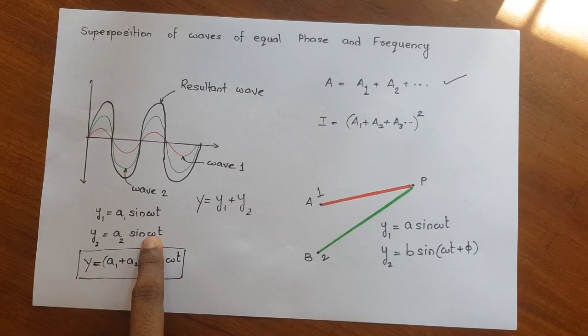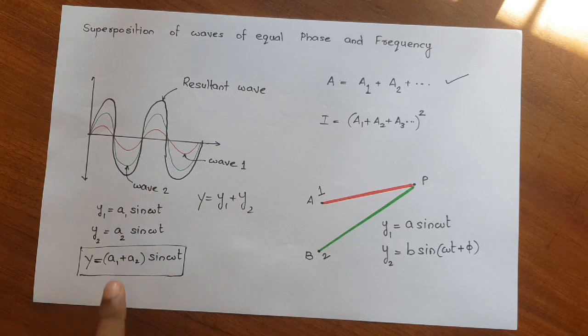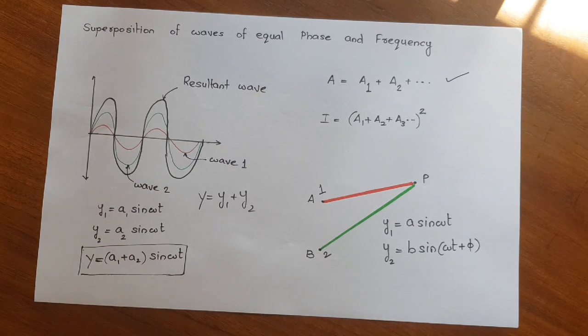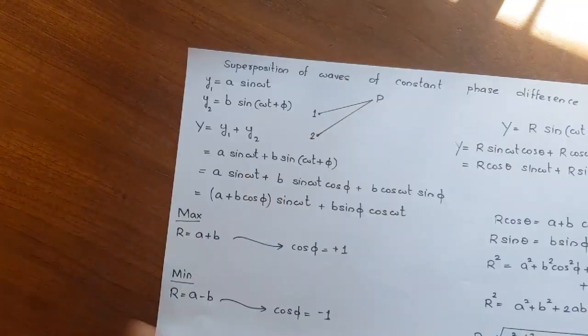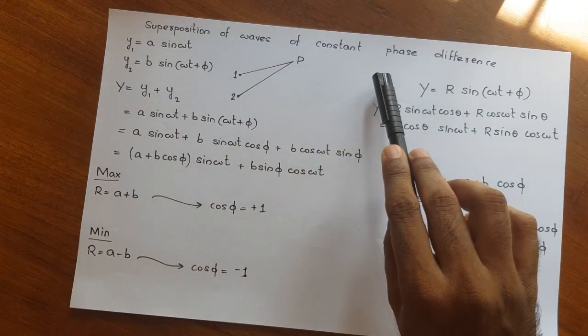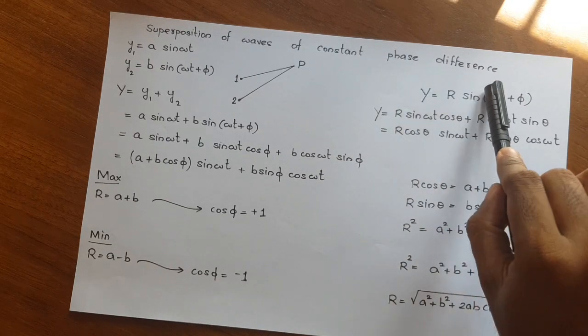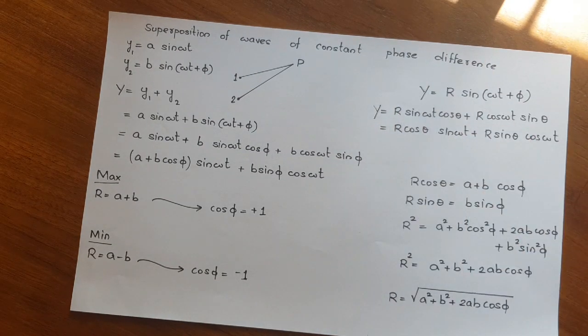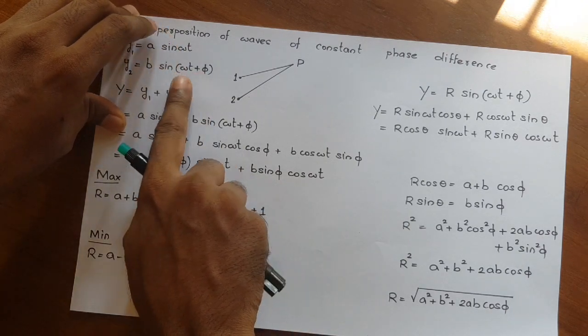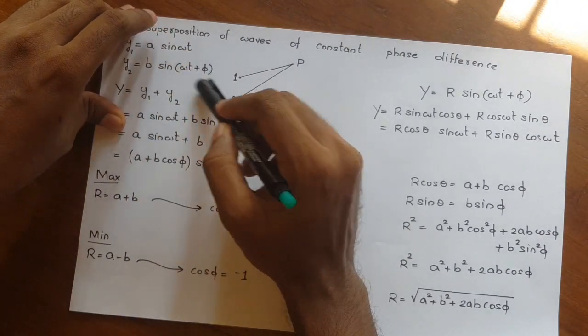Here it was simple. Here we just had to add up the two waves and we got the resultant wave equation. But here that addition is quite complicated. It's not complicated, but we have to use a bit more of maths to understand that. So let's develop on that situation. That situation is nothing but the superposition of waves of constant phase difference. There is a phase difference, because if the first wave is omega t, the second wave is omega t plus phi. So the second wave and the first wave have a phase difference of phi.